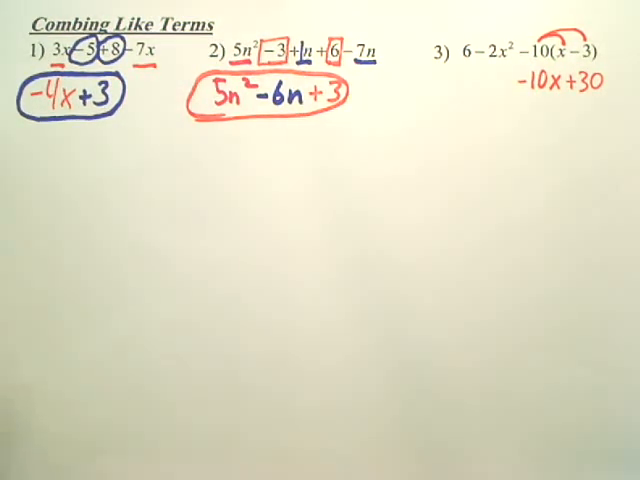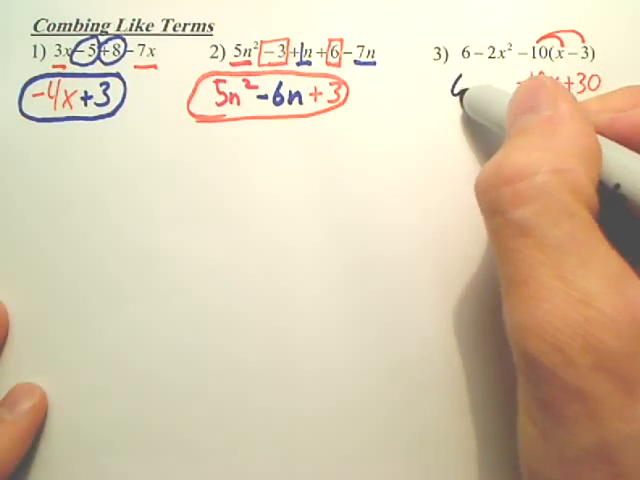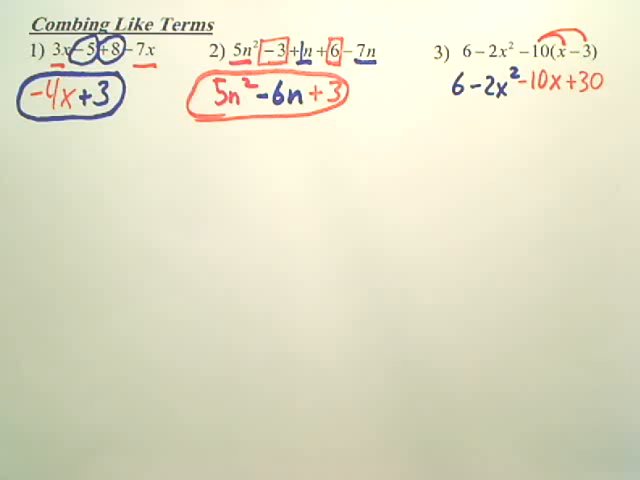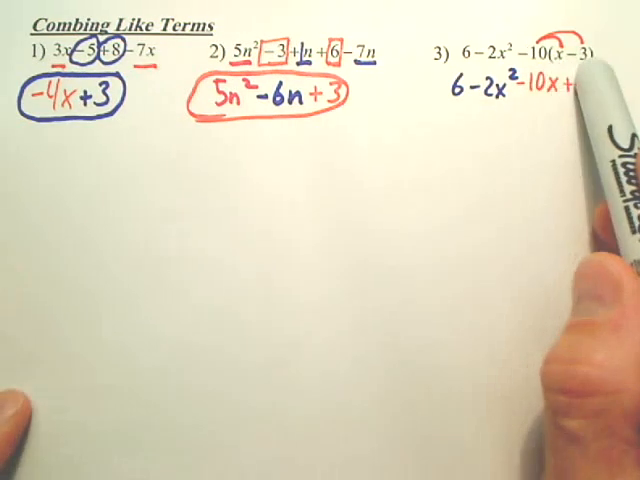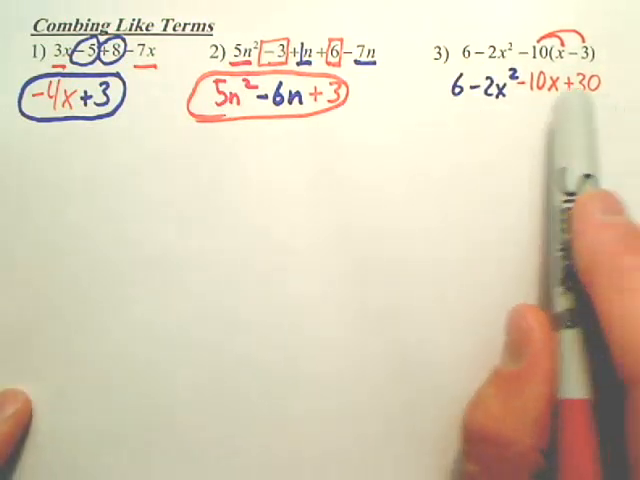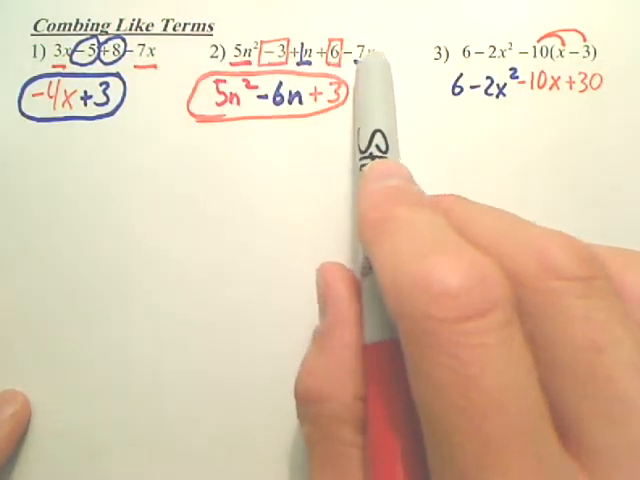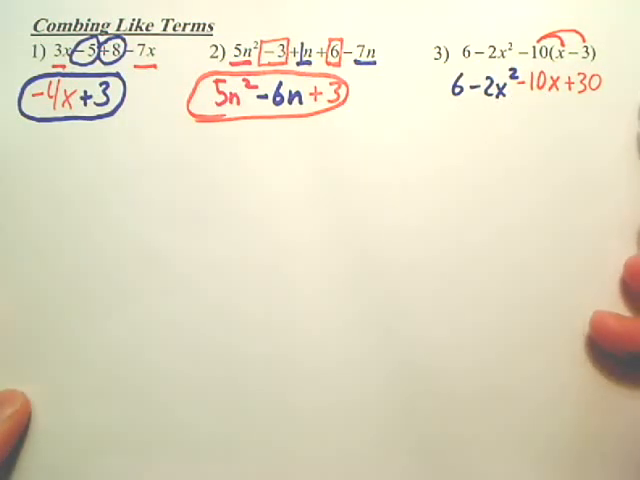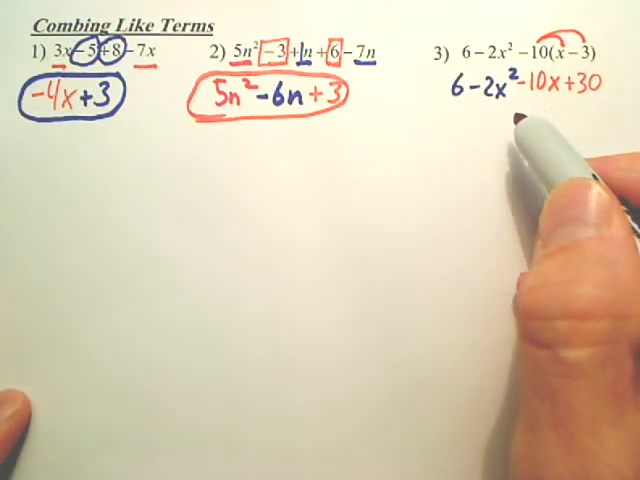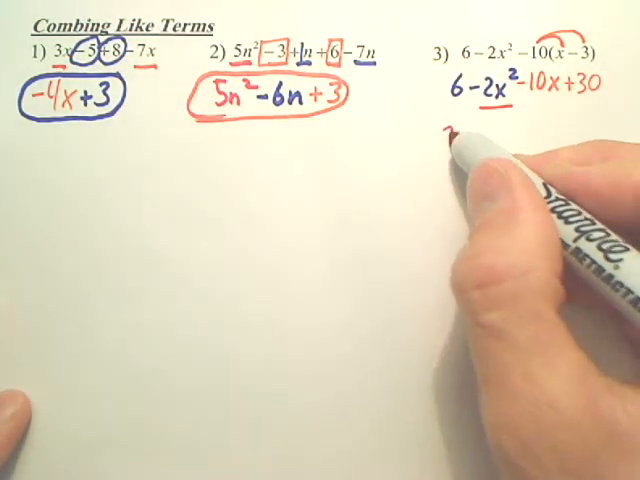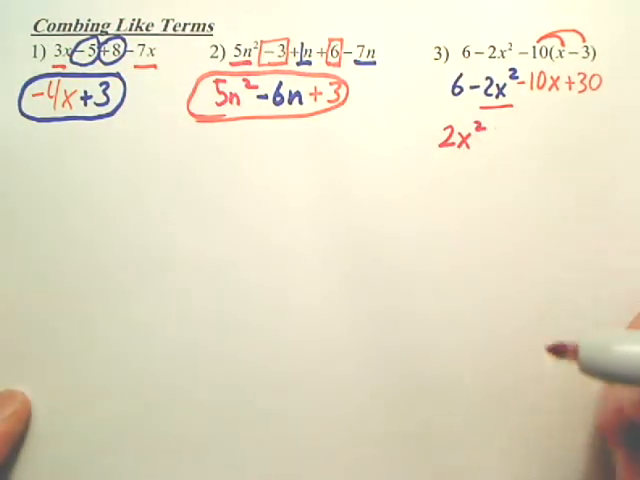Now, rewrite what's in front. Okay. So what I did is I distributed the negative 10, rewrote the front. Now, this looks a lot like this. As I look at this, what can combine? 6 and 30. Look at the x squared. Does this have anything to combine with? No. So that goes first. We always start with the highest power.